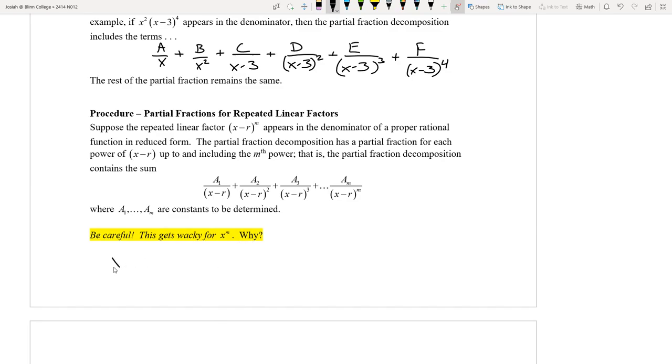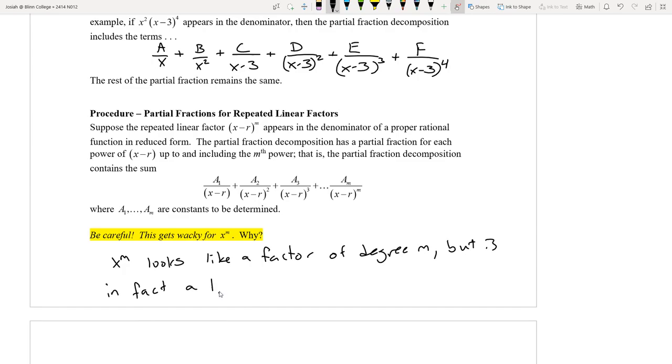So x to the m looks like a factor of degree m, but is in fact a linear factor with multiplicity m.